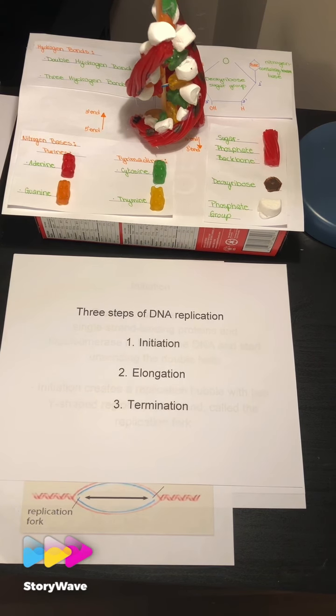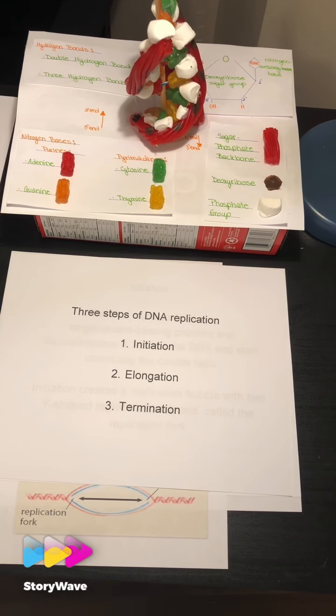Then we have elongation, which is when 2 new strands of DNA are assembled using the parent DNA as a template. And one of these strands is parent DNA and the other strand is daughter DNA. And lastly, we have the termination phase, which is when the replication process is complete and the 2 new DNA molecules separate from each other.